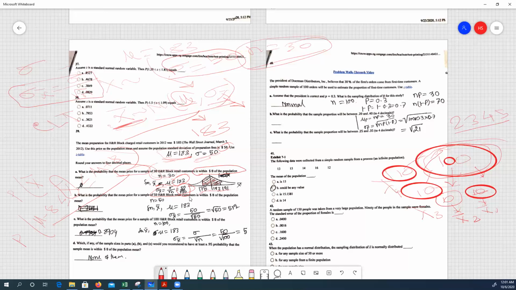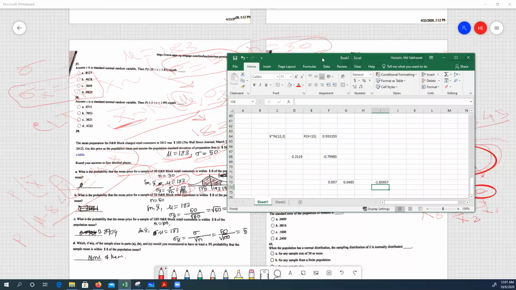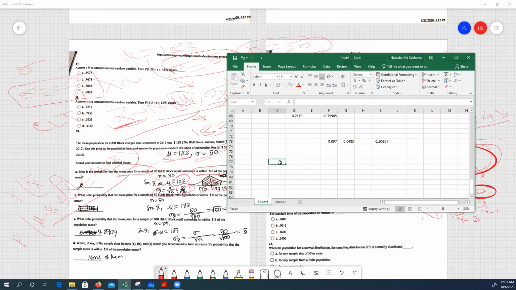I'll just show you one example. This is a normal distribution. So first calculate sigma x bar, which is equal to 50 divided by SQRT, the square root, of the sample size, which is 30. This is 9.187. So this is the standard deviation.